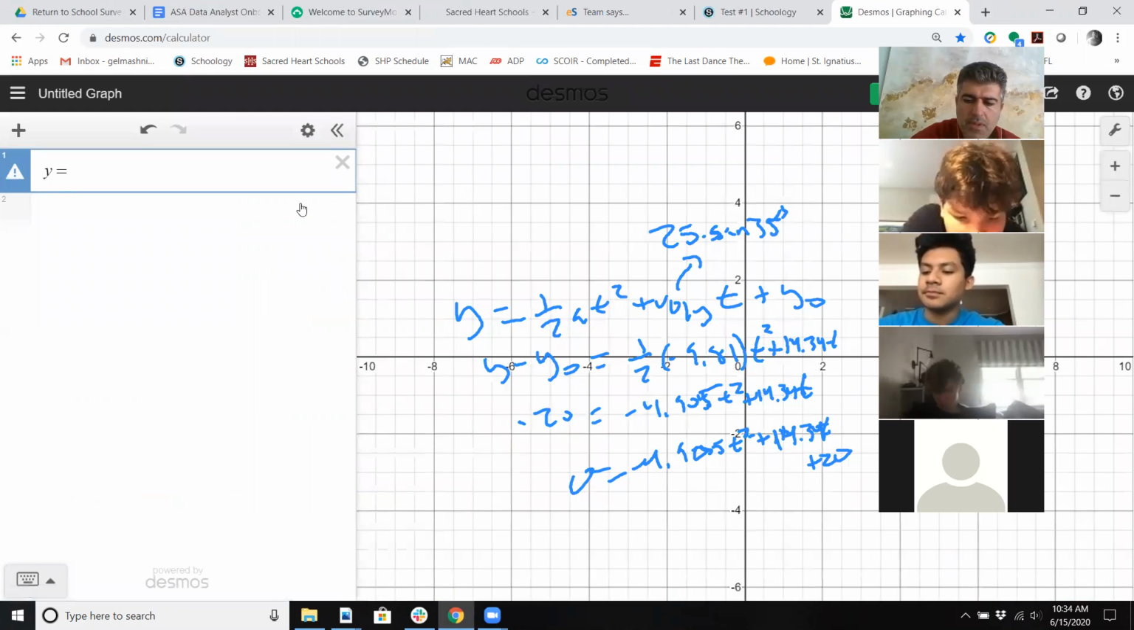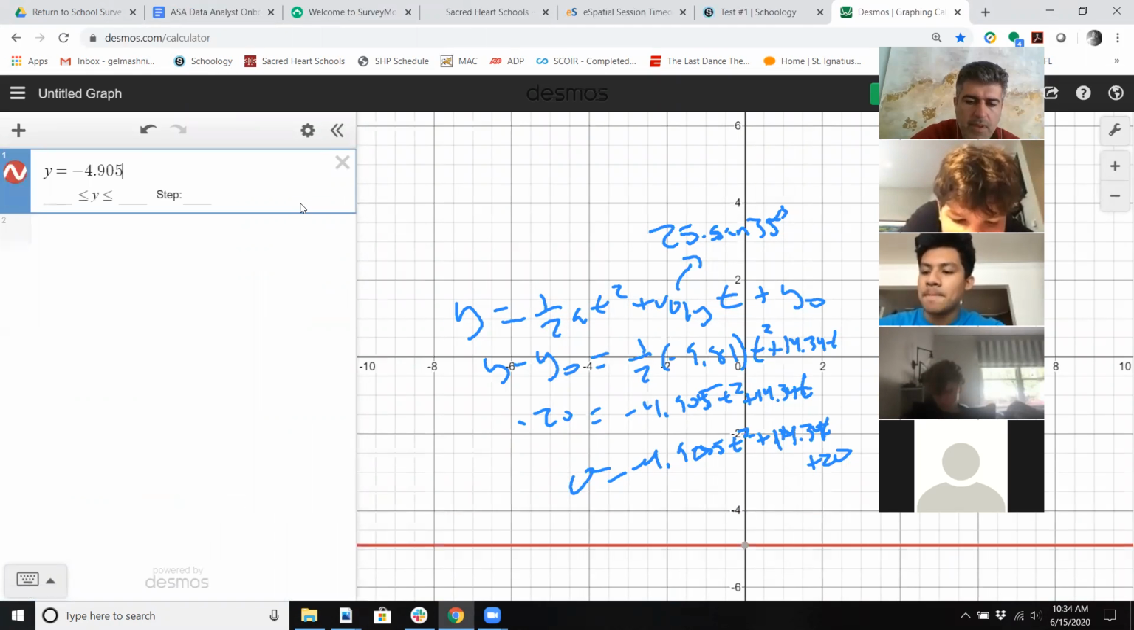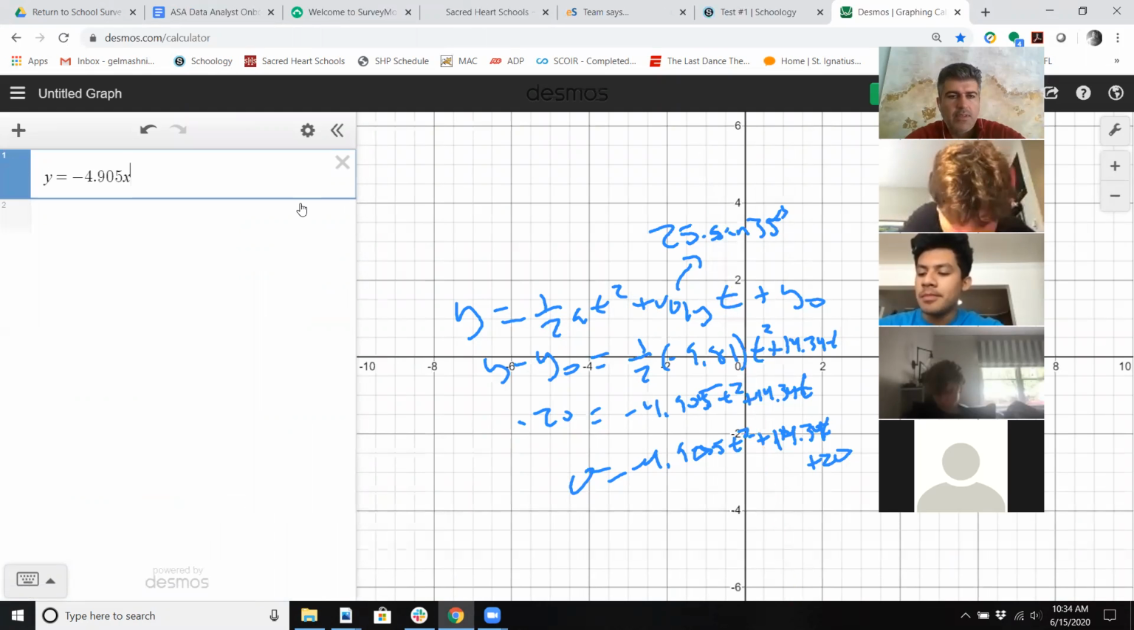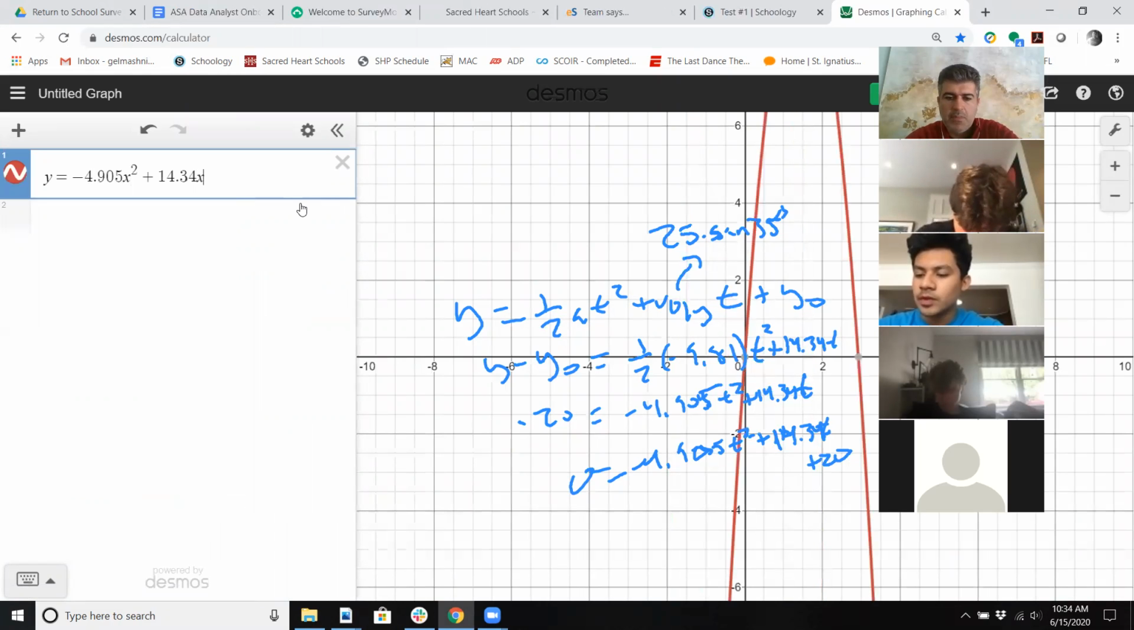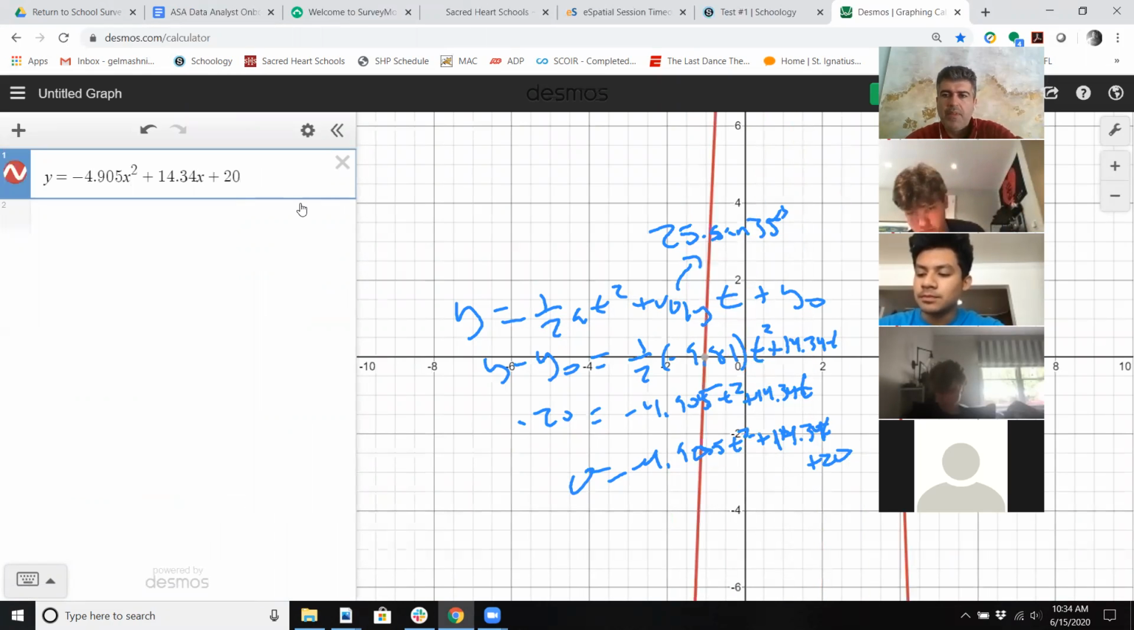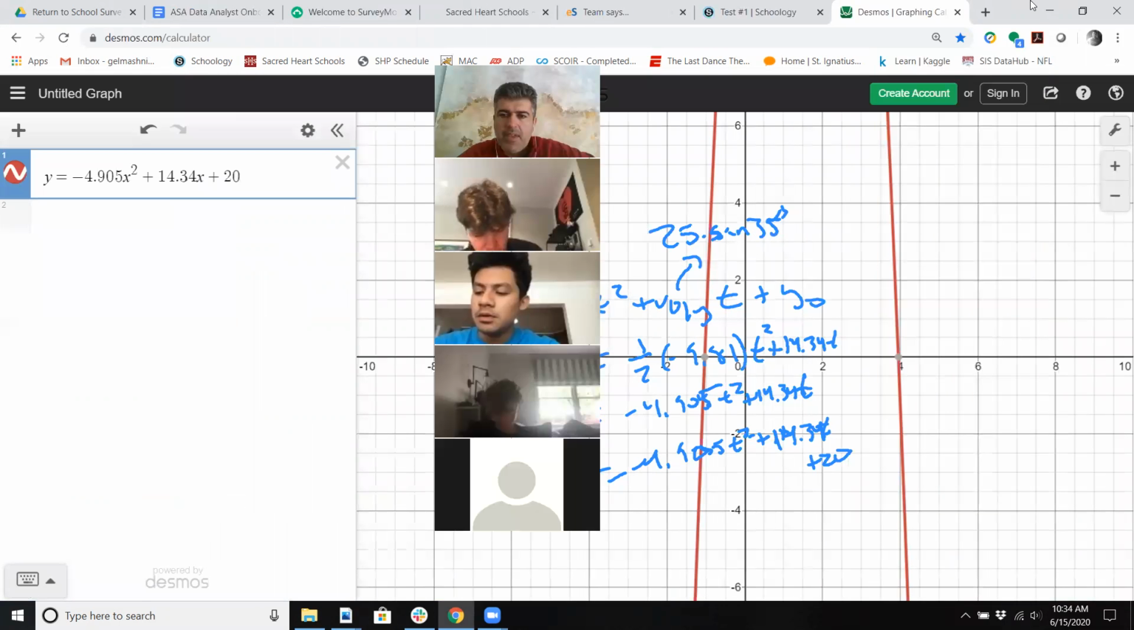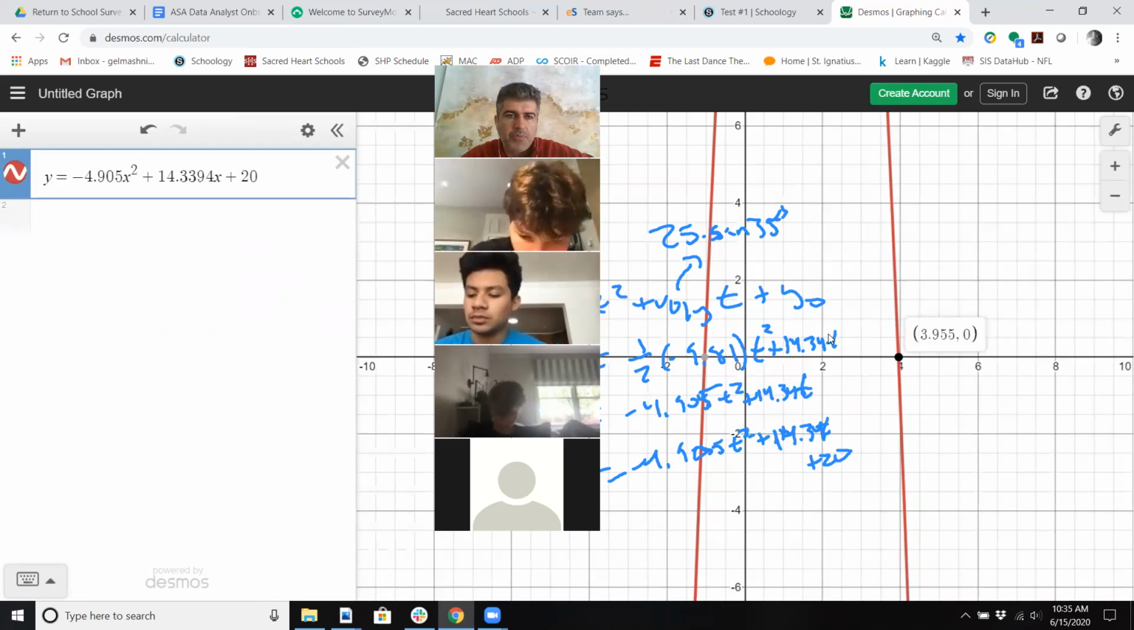So y equals -4.905 x squared plus 14.34 x plus 20. Oh, there we go. So you have a negative answer, which we'll discard. And you have this one, which is 3.955. So if you have 3.96, which is what I wanted, that's great. If you were a little more accurate here, 14.34, that would be 3.94. You still would have been okay. It wouldn't have mattered.